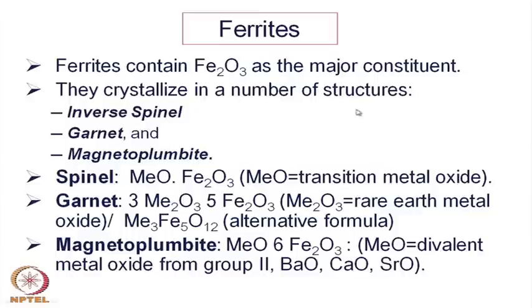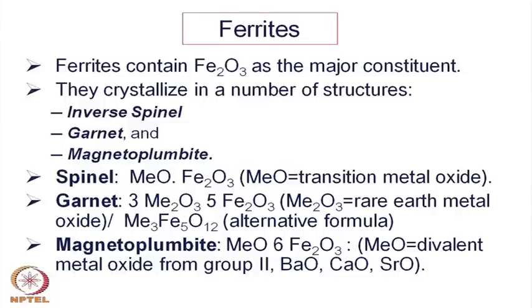They crystallize in a number of structures. If you talk about ferrites, there are three major structure types in which these ferrites are available. These are inverse spinel. First of all, inverse spinel. Spinel is the most common of the ferrite structures, and earlier we have seen, while discussing the crystal structure, we had two different spinel forms. We will discuss a little bit more about that just now within a few minutes.